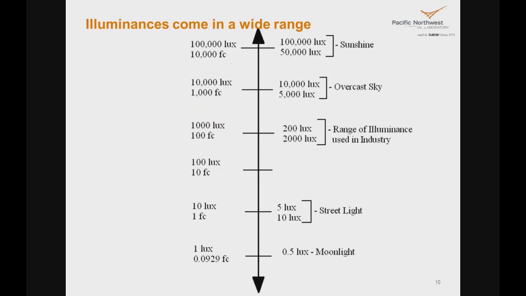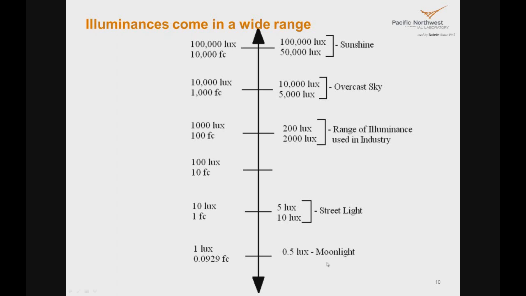Here is a logarithmic scale showing illuminances that are commonly found. We start at the very bottom here with moonlight. Actually, there is a quantity that is even lower, which is still perceived by the human eye, which is starlight. Starlight is even farther below here, and you can still see things under starlight, which is basically just the light from stars.